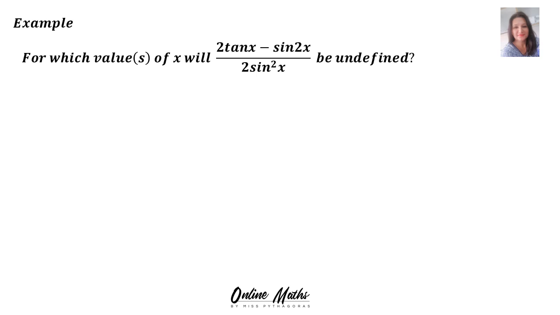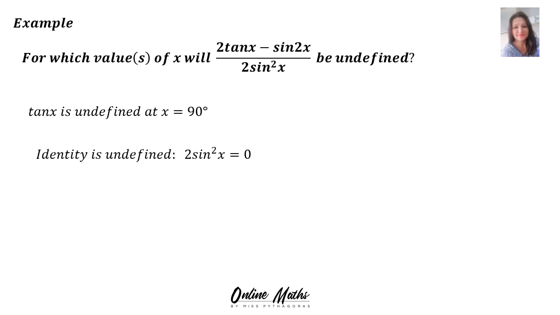Another example. For which value or values of x will 2 tan x minus sin 2x over 2 sin squared x be undefined? So remember, tan x is undefined at x is equal to 90 degrees when there's a tan inside your sum. And then the other place you find undefined is you go to the denominator, you find 2 sin squared x and you equate it to 0. And then you do a little calculation.